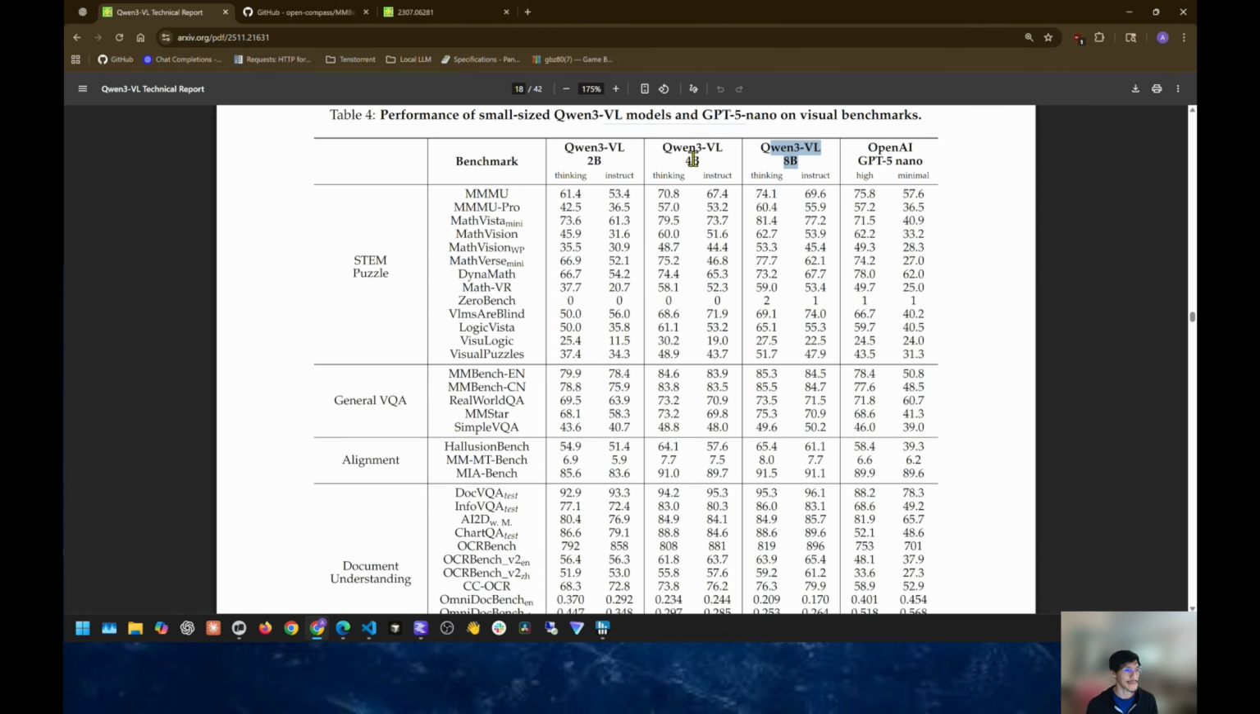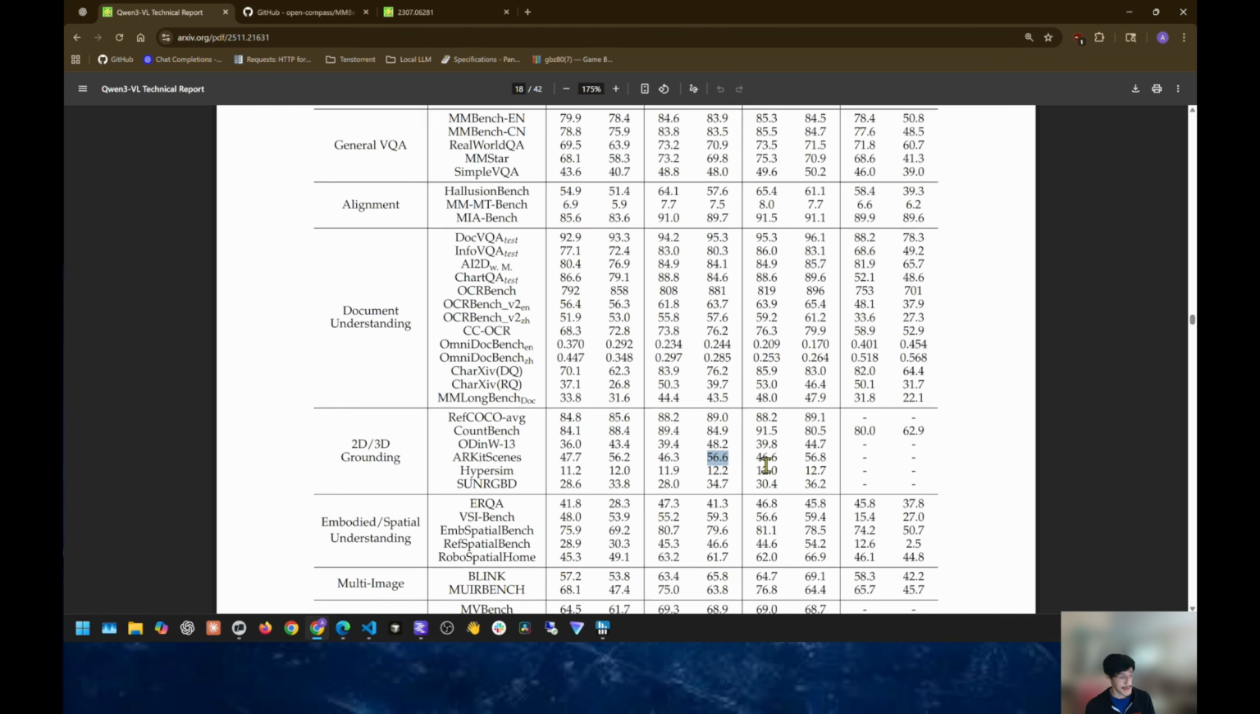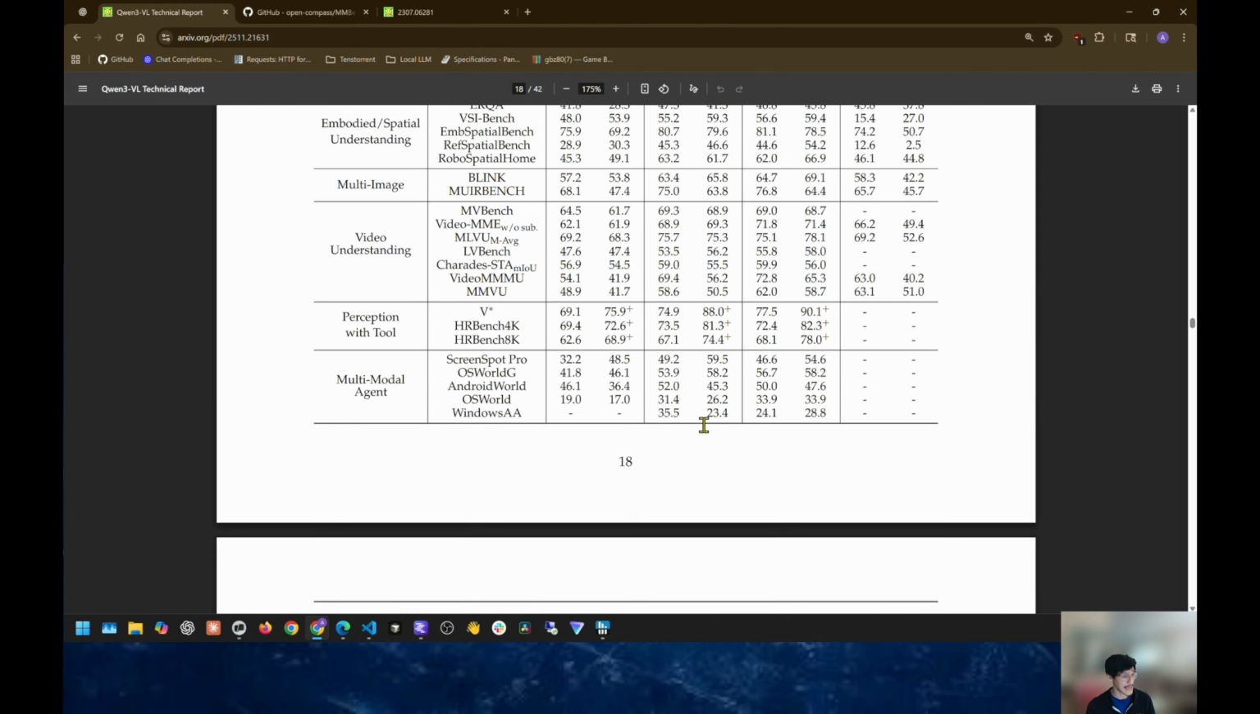I usually like to use the 8B, but the 4B is really good. And it competes quite well. In fact, I think it surpasses GPT-5 Nano here. But for 2D, 3D grounding, that's interesting. They're about the same, pretty much. In fact, for whatever reason, in terms of counting, the 4B model does better than the 8B and the non-thinking mode. Huh, interesting. And then let's look at the multimodal agent one.